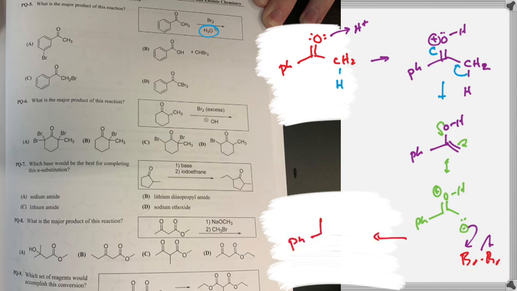We get our phenyl, our carbonyl, our CH2 with a bromine on it. Okay? Do we still have those alpha hydrogens? Yes. So could theoretically this reaction run again? Yes. Theoretically. Why does it not?